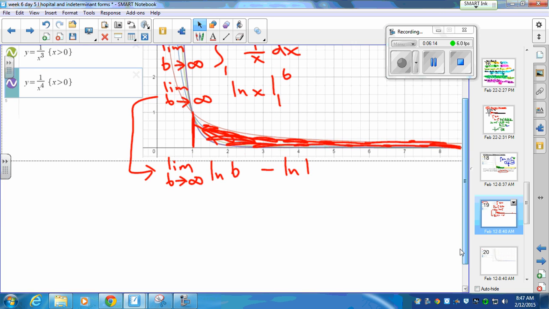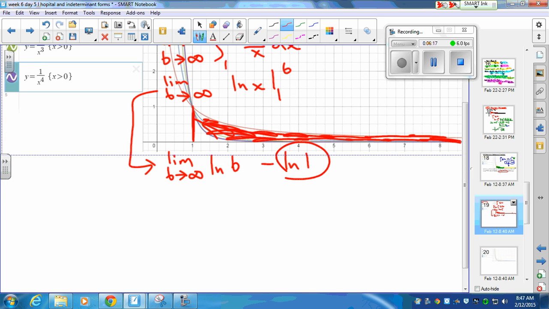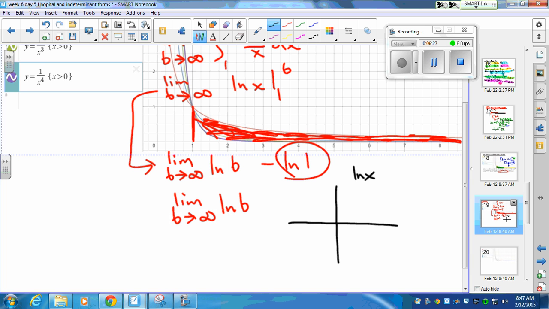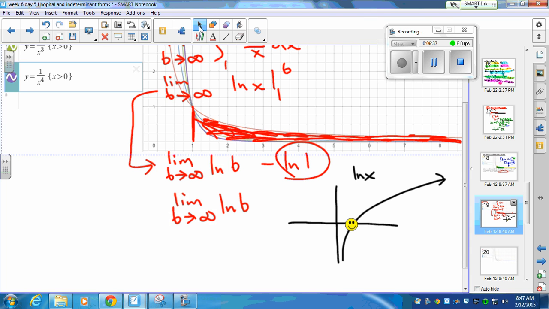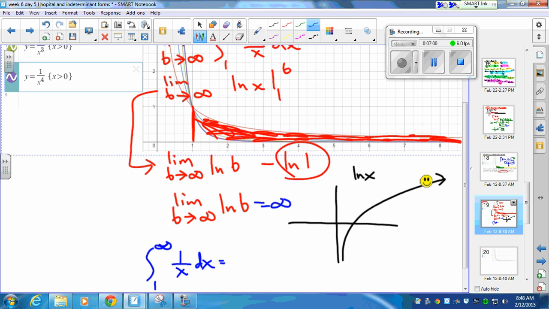Okay. So this part I can handle. That's 0. So now I know this goes to the limit as b goes to infinity of ln of b. Now, let's look at ln of x. The ln of x guy looks like this if you graph it. So as x gets super big, as x goes forever to the right, what happens to my function? It goes forever up. So this goes to infinity. And this should make sense to us. So all said and done, the integral of 1 over x dx goes to infinity.